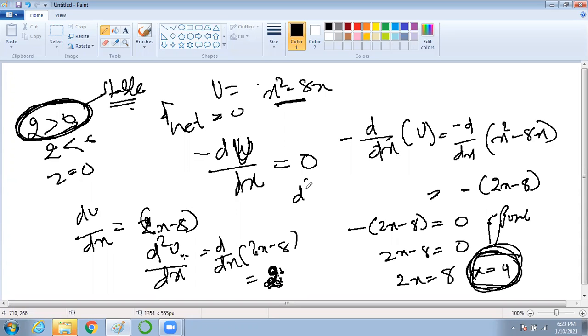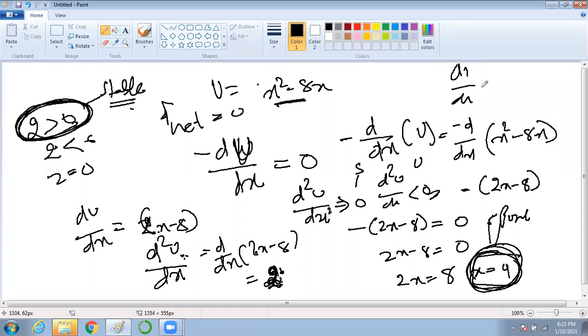And we know in the table we saw d square u by dx square greater than 0, then it is stable. D square u by dx square less than 0, it is unstable. And d square u by dx square equal to 0, then it is neutral. So we got 2. So 2 is greater than 0. So it is stable. Clear? Yes, sir.